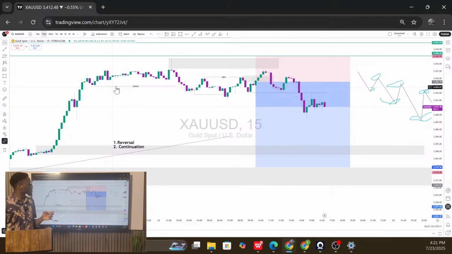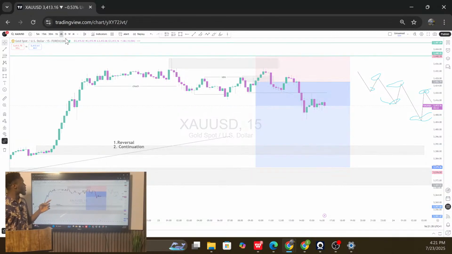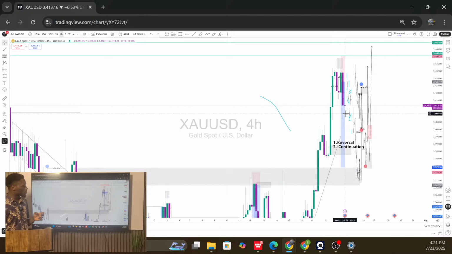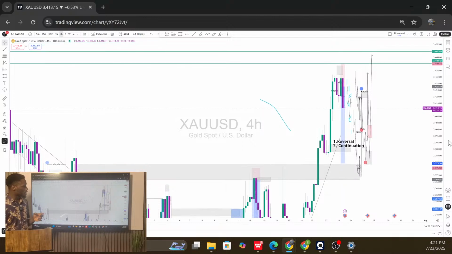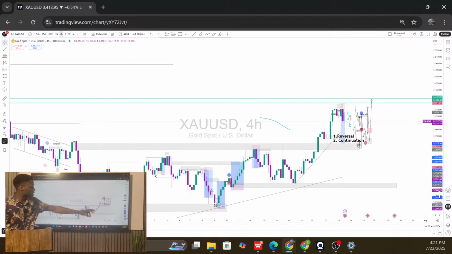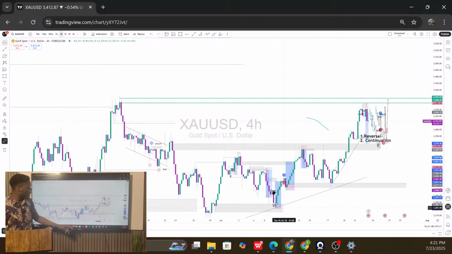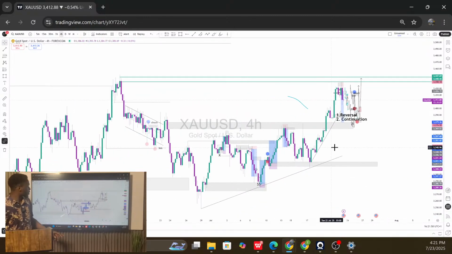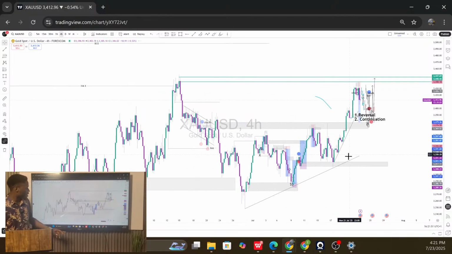If I'm looking for change of character on 4 hours, let me show you where change of character on 4 hours will be. The 4 hours change of character is definitely not going to be here. These are 4 hours inducement. I want to trade into our 4 hours inducement for a continuation to the upside. But the 4 hours change of character is going to be somewhere around, let's sort it out.